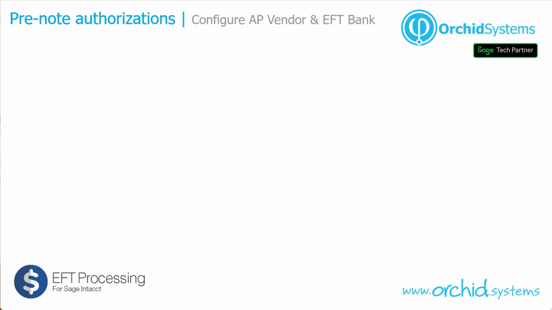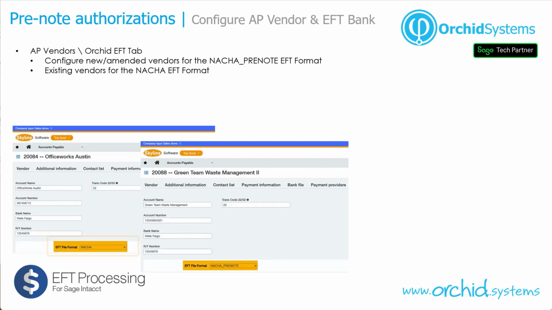In order to work with the NACHA and NACHA pre-note, on the AP vendor, you would configure those vendors that you want to do a normal payment. So these are existing vendors that you've done pre-notes for before. They would be configured for the NACHA EFT file format. And then for the new and amended AP vendors, you would configure them for the NACHA pre-note.